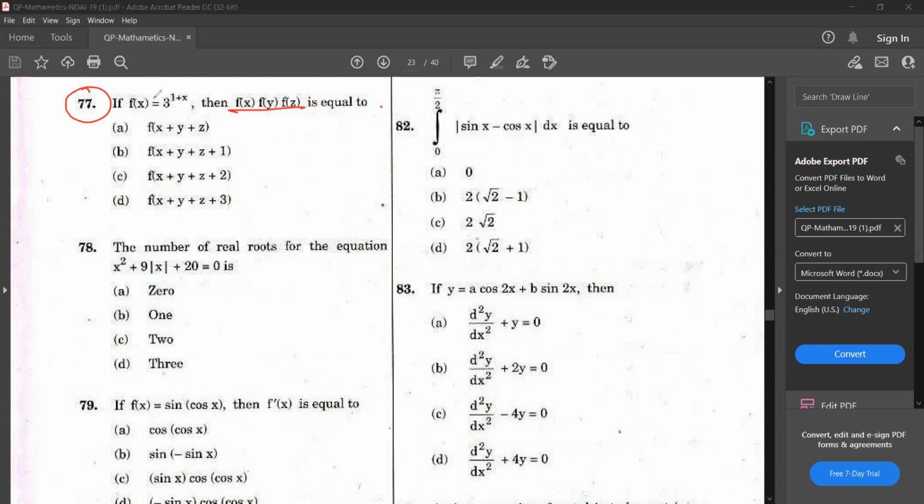They have given f of x. All of you see the options and try to do it. Once you get the answer, just comment it. I'll give you 30 seconds. All of you try, comment your answers.